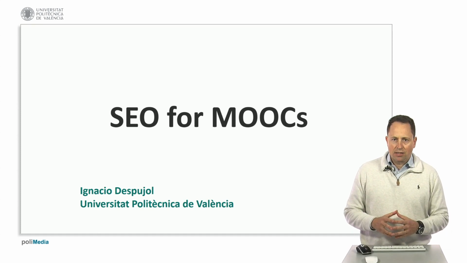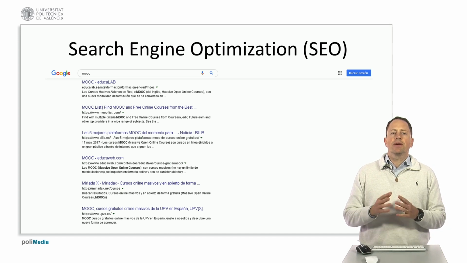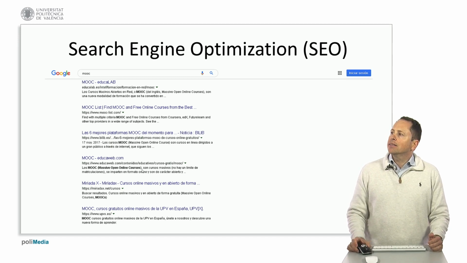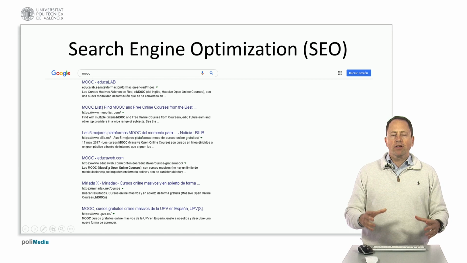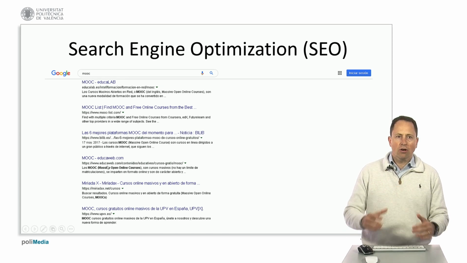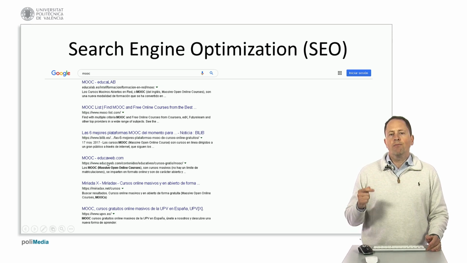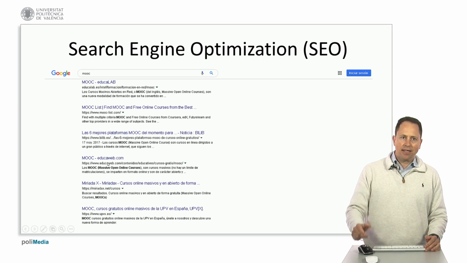SEO for MOOCs. SEO are the letters for search engine optimization. And this means that you want to appear in the first places when someone looks for a keyword that is related with your MOOC platform or with the courses that you are offering. You want to be the first in Google and in Bing, or if you are in Russia, in Yandex.